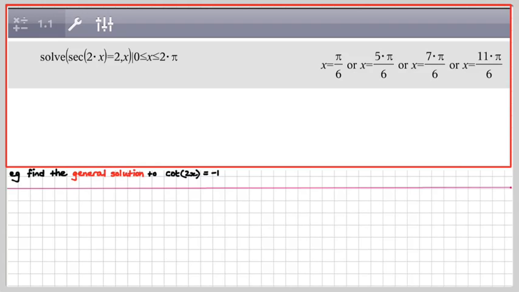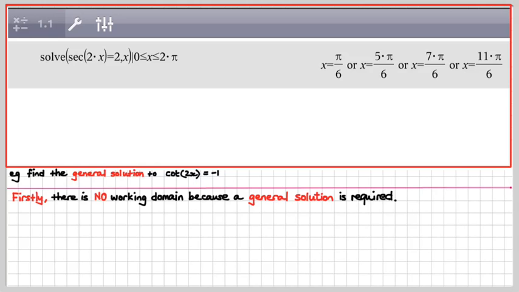Now another one, find the general solution to cot 2x equals minus 1. This one's a general solution, so there's no working domain for this. We have to find a way of expressing the infinite number of solutions which apply to this, and we don't do a working domain because there isn't any such thing. We're not restricting the domain. So, the same procedure as before. No working domain, general solution required.